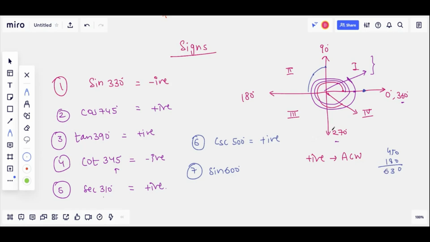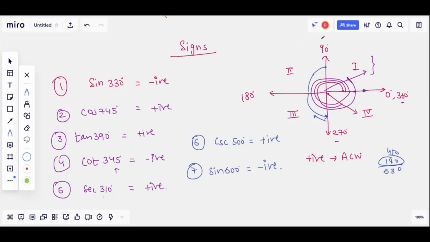So this one will be 3630, it will come over here, because we have added 180. So this is just less than 630, so it must be in quadrant 3, and in quadrant 3 sine is negative, so this value will come out as negative.